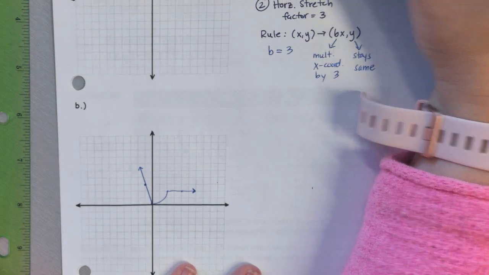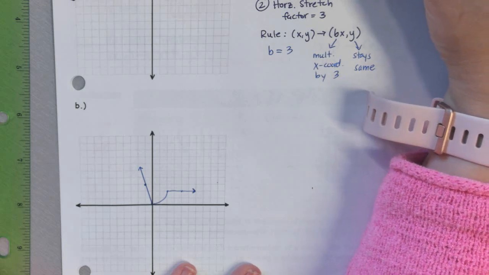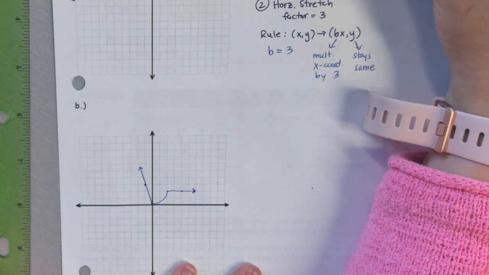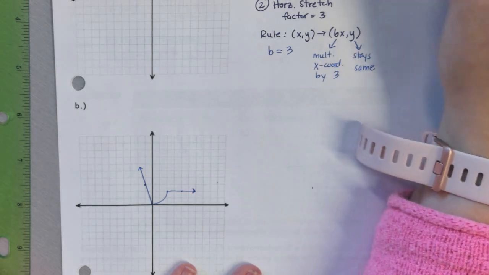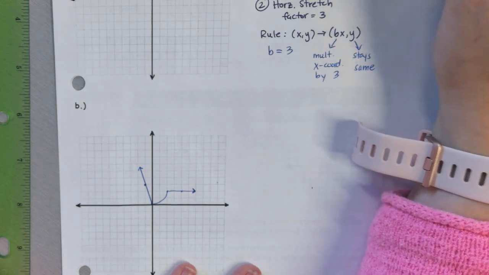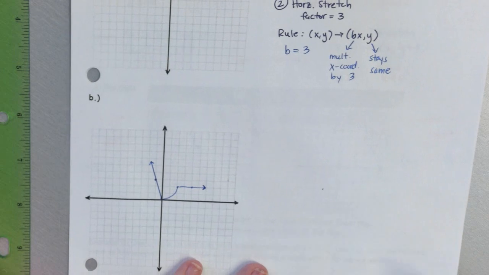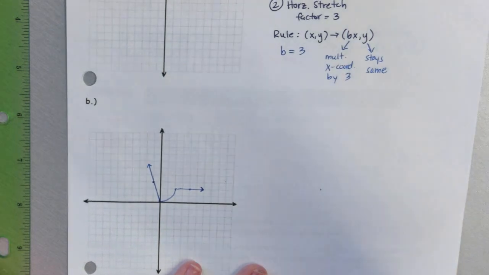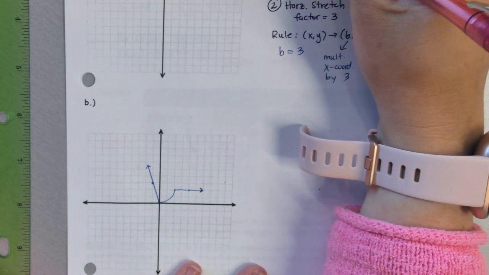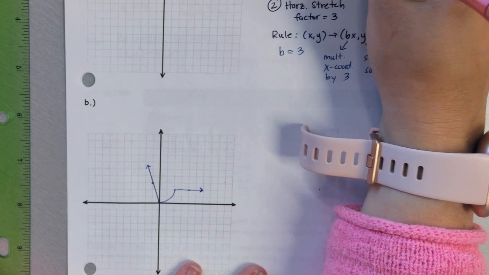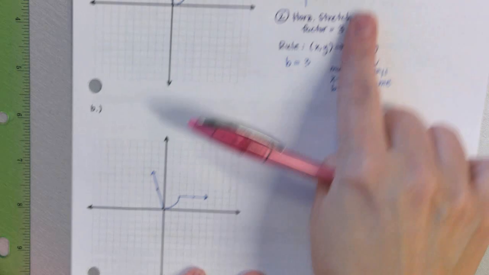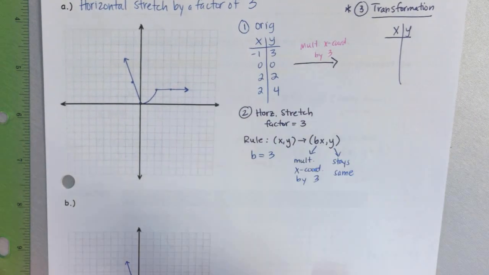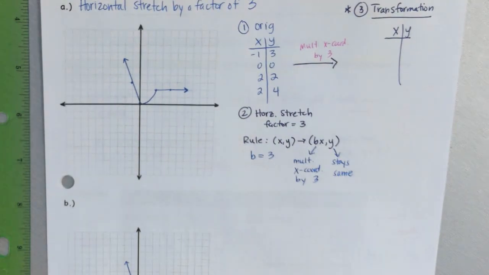Okay, so I'm just going to make a little start. Step 3, you have to have this chart for this, okay? Alright, well we said the transformation is multiplying the x coordinates by 3. So I like to put these next to each other so I can do that really quickly.